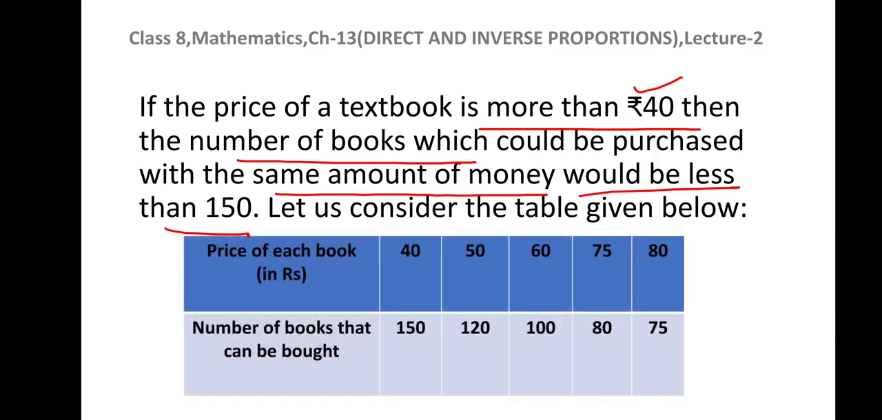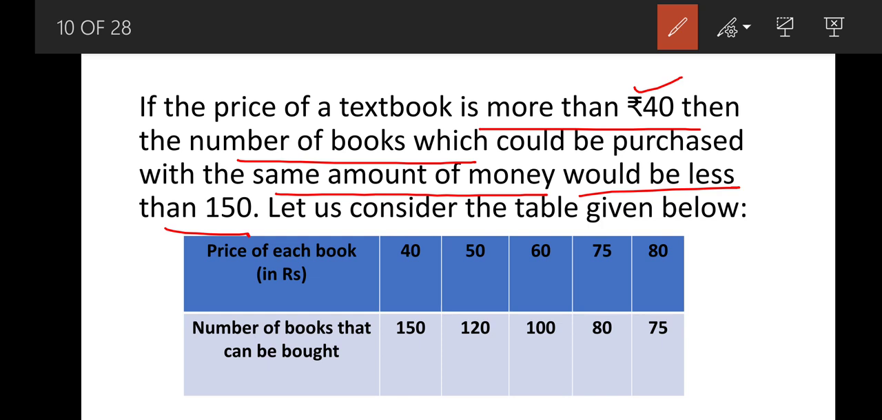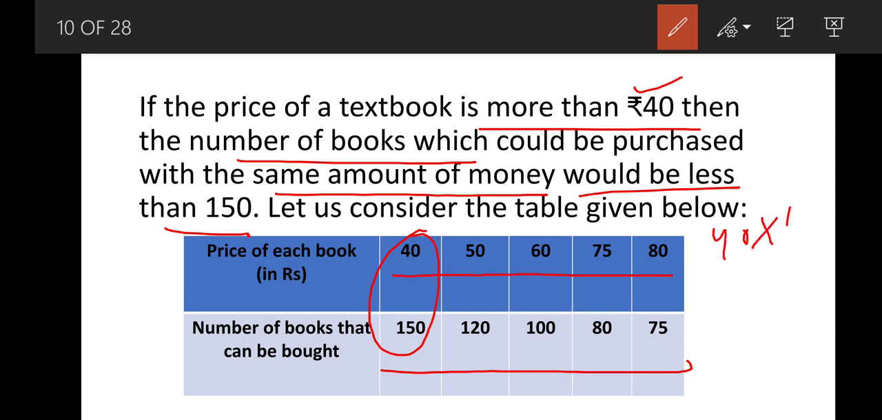Here one table is being made. In this table, what have you observed? You will observe that as the price of the books keeps on increasing, the number of books that can be bought keeps on decreasing. But this product remains constant, like 40 into 150. How much are you getting? 6,000. 50 into 120, you will be getting 6,000. Again 60 into 100, 6,000. 75 into 80, 6,000.